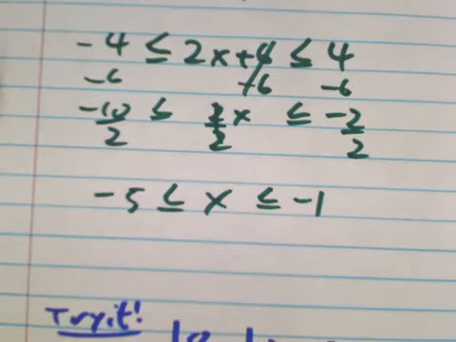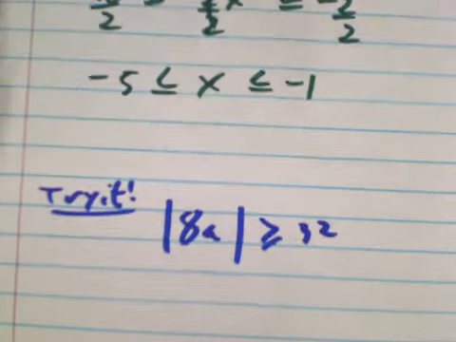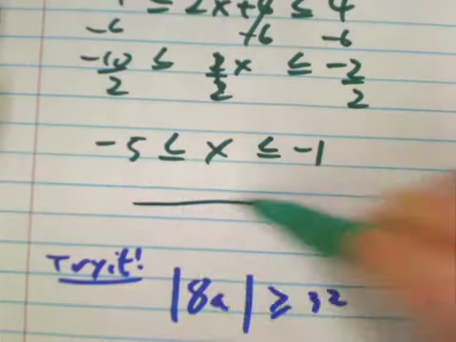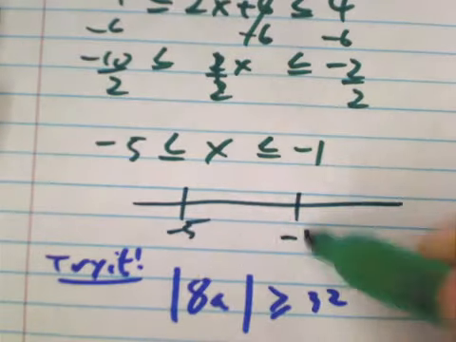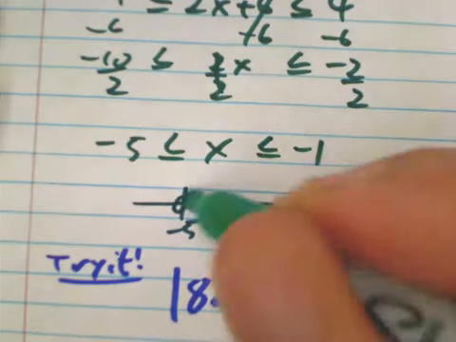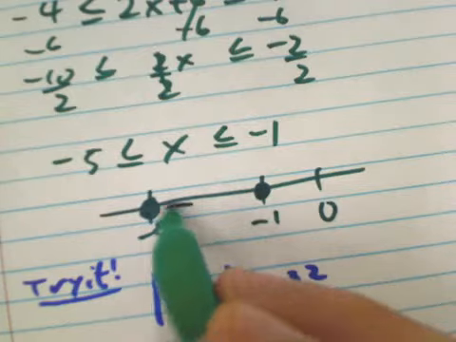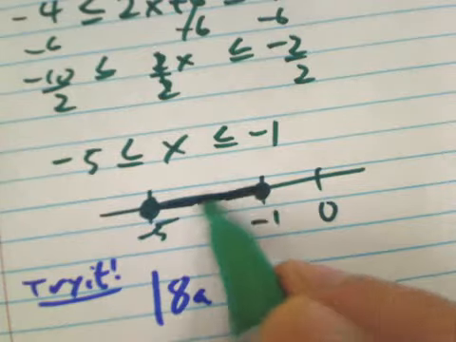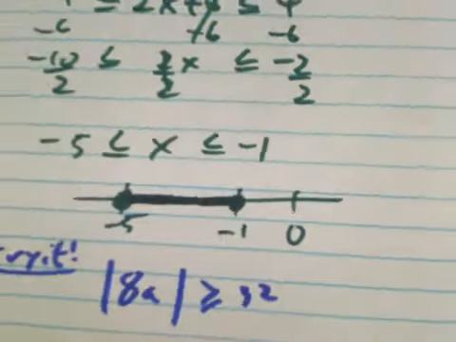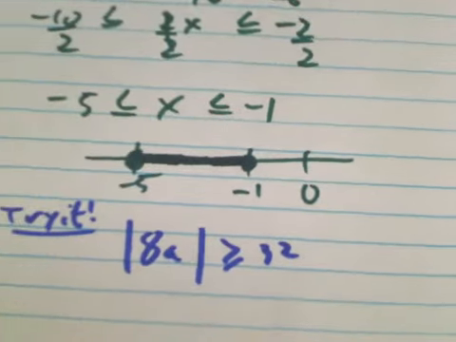Okay. For this next one, I'm going to call it a try. Oh, actually, I should graph this. I'm sorry. So negative 5, negative 1, 0, fill in the circles. Sorry, forgot to do my graph. But graphing a between inequality is very straightforward. You just fill in between them. So I call it a between inequality.